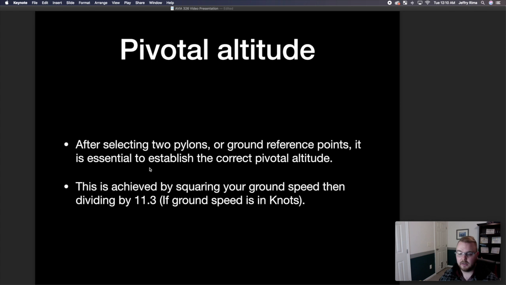First, it's a good idea to establish your pivotal altitude. Pivotal altitude is going to be essential for ensuring that you can make your turns around these 2 points and have that correct sight picture orientation to the objects on the ground. So after selecting 2 pylons or ground reference points, it's essential to establish a correct pivotal altitude. This is achieved by squaring your ground speed, then dividing by 11.3. So if your ground speed is 100, you're going to multiply 100 times 100, and then you're going to divide that by 11.3. And that's going to give you your pivotal altitude.